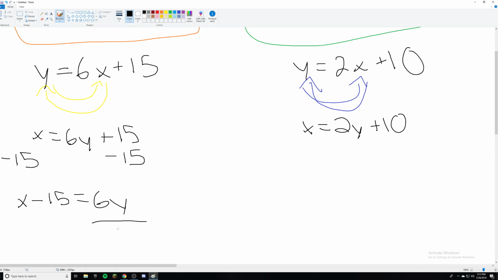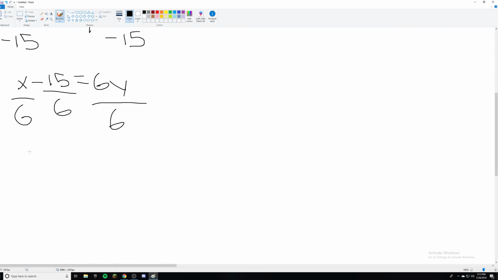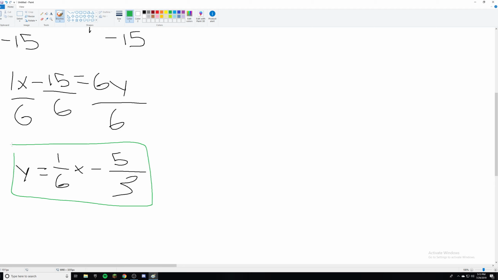All you have to do at this point, divide everything by 6, and that should leave you with y equals 1 over 6x, because this is the equivalent of 1 over 6 x, minus 5 over 3. So this is the final and correct answer and the inverse.